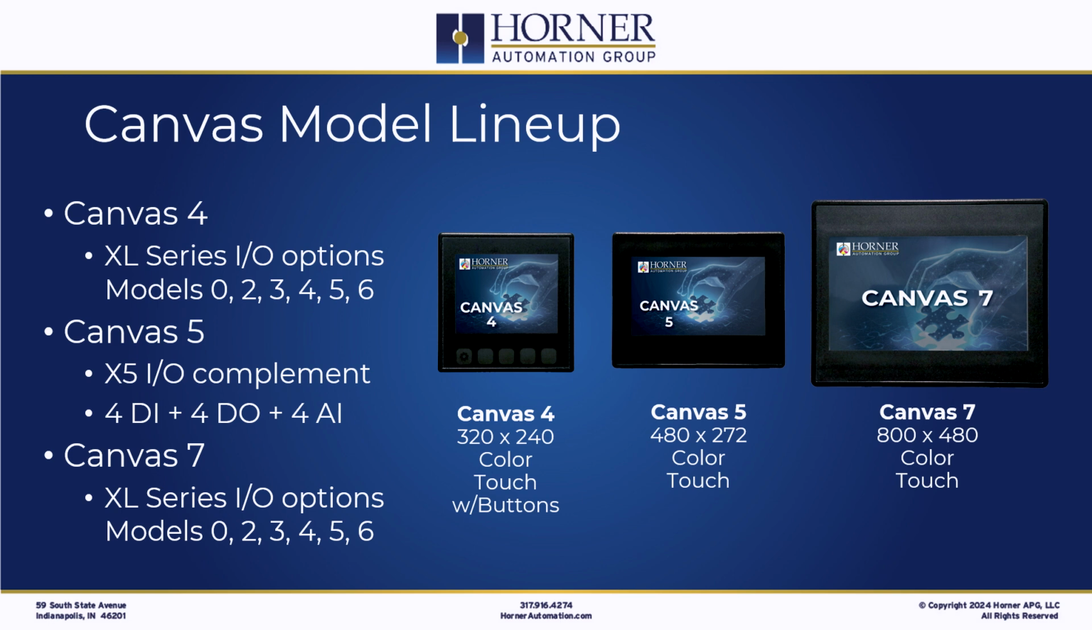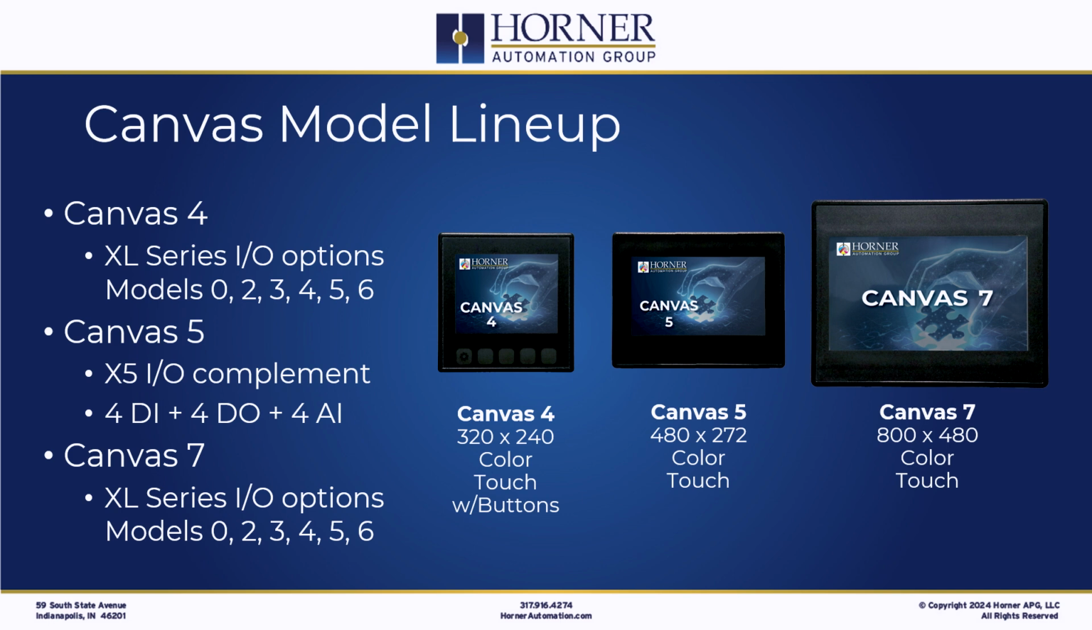So that's the IO that's available in every single Canvas model except the Canvas 5. The Canvas 5, which is the second model in the middle there on the screen, is based on a hardware platform that has 4 DC in, 4 DC out, and 4 analog in. So for those of you who are familiar with the X5, it's the same basic hardware platform from an IO standpoint, but of course with all the advancements in terms of the dual-core microprocessor and all the memory and those sorts of things. So again, the Canvas 5 is the only one that has that unique IO complement in the product family.